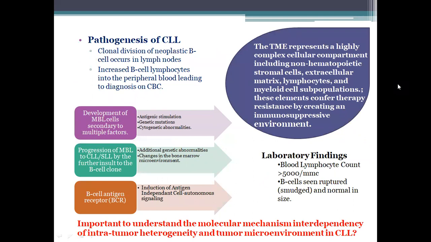So the pathogenesis of CLL can be mainly divided into two steps. Step 1, where there occurs abnormal clonal division of neoplastic B cells within the lymph nodes. And secondly, the increased B cell lymphocyte production, which are morphologically clonal to each other. They are released into the peripheral blood, leading to the diagnosis on CBC.